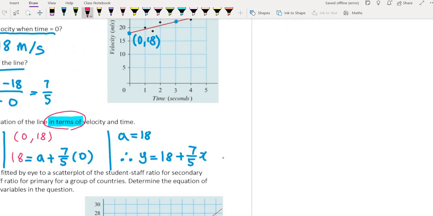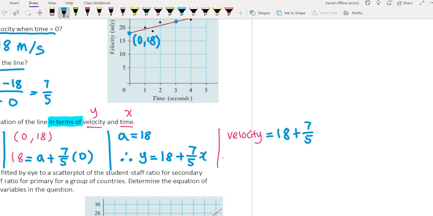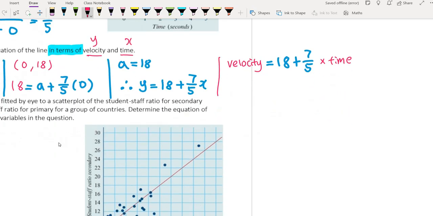as I highlighted here, it says write the equation in terms of velocity and time. And as you can see on our graph, velocity is our y, time is our x. So instead of writing x and y, we can write velocity equals 18 plus 7 over 5. And instead of x, we write time. So that'll be the final answer.